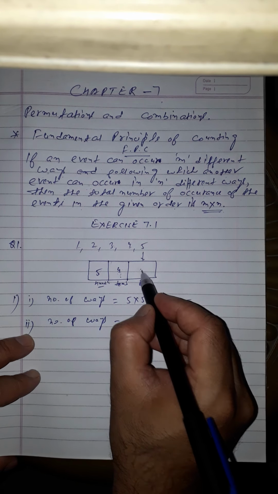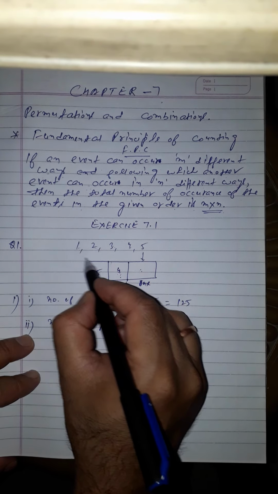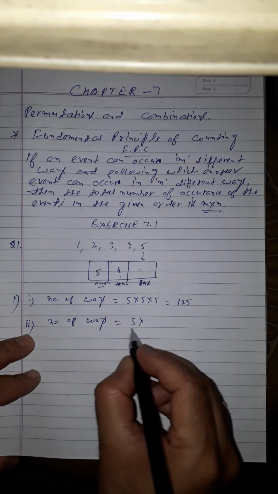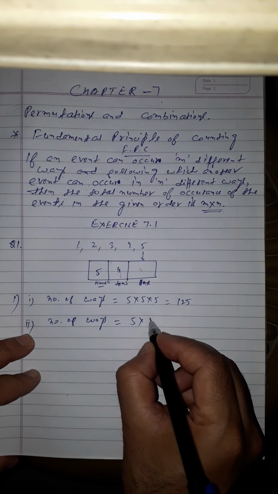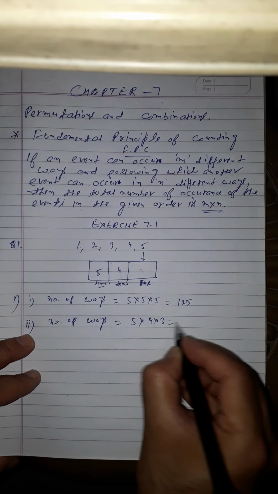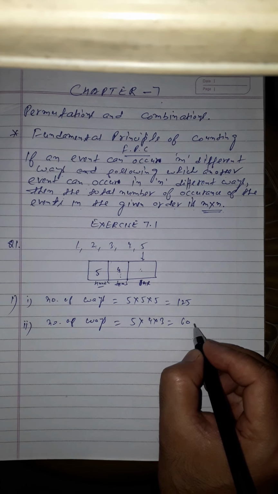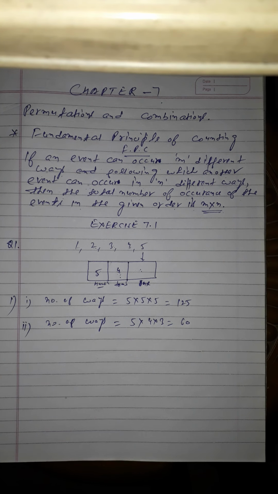After that, at the ones place, now we are left with 3 digits here. So there are 3 ways, students. So the number of ways will be equal to 5 into 4 into 3, that is equal to 60, students. It means in that case the number of ways will be equal to 60 here, students.